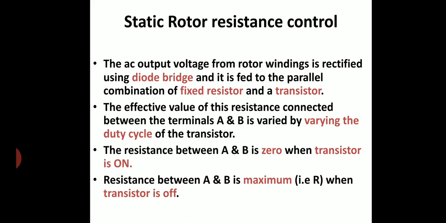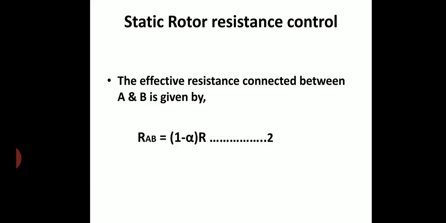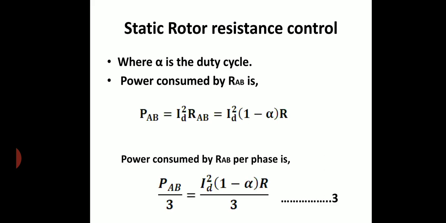The resistance between A and B is 0 when the transistor is on. That means the chopper is on, and the resistance between the terminals A and B is 0. Resistance between A and B is maximum, that is R, when the transistor is off. The effective resistance connected between A and B is given by RAB equals (1 minus alpha) R, where alpha is the duty cycle or delay angle.